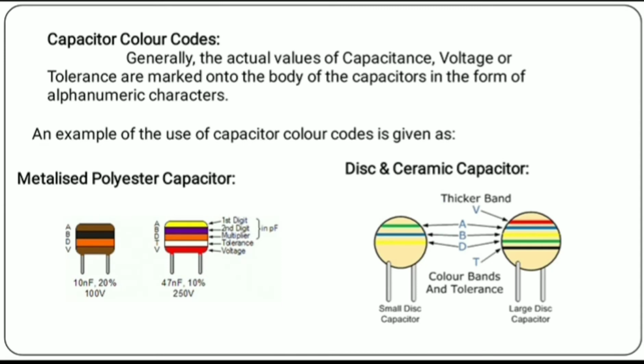And next we are going to see capacitor color codes. Generally, the actual values of capacitance, voltage or tolerance are marked onto the body of the capacitors in the form of alphanumeric characters. By these methods, they choose the color codes of the capacitor. Here are some examples of the use of capacitor color codes. The first one is a metallized polyester capacitor, and the second one is a disc and ceramic capacitor. You can clearly see the colors on the capacitors.